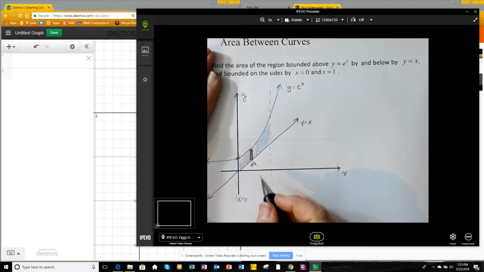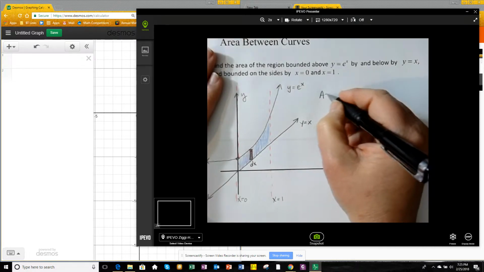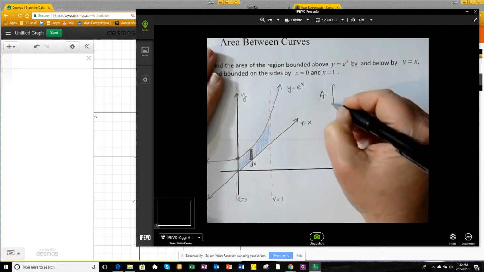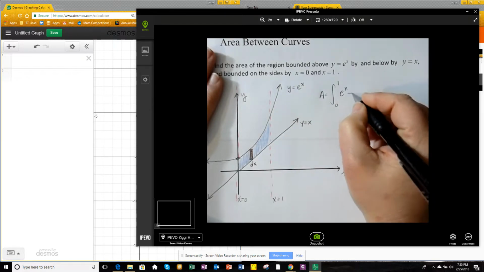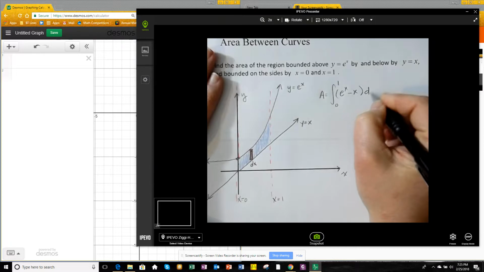So I always draw that little rectangle to help me get oriented as to which variable I'm going to integrate with respect to. All right, so the area between these two curves is going to be the integral from 0 to 1 of the upper curve, which is e to the x, minus the lower curve, x, dx.